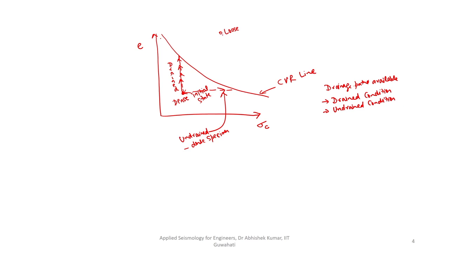Now, over here we will see another specimen, which is a representation of a loose specimen. Again, the loose specimen, whenever it is subjected to drained condition. Remember, this is drained condition. A loose specimen means the sample, once it is subjected to loading, will undergo strain hardening, and in strain hardening the sample will show contractive behavior. There will be reduction in the void ratio, which is indicated by the downward arrow for the loose specimen. Subsequently, the sample will reach its critical state. On the contrary, the loose specimen is also subjected to undrained loading condition.